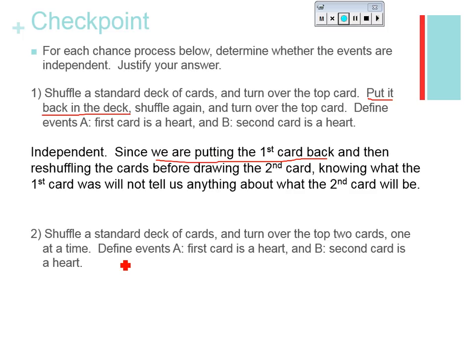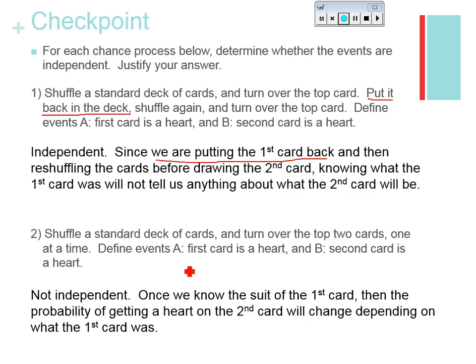For number 2, it says to shuffle a standard deck of cards and turn over the top 2 cards one at a time. Now this one we're doing without replacement, and since we're doing this without replacement, these events are not independent, because when you choose the first card, the probability for that would be out of 52, but then if you don't put that first card back in the deck again, then when you go to choose your second card, it would be out of 51. And since those would be different, that would make those 2 events not independent.